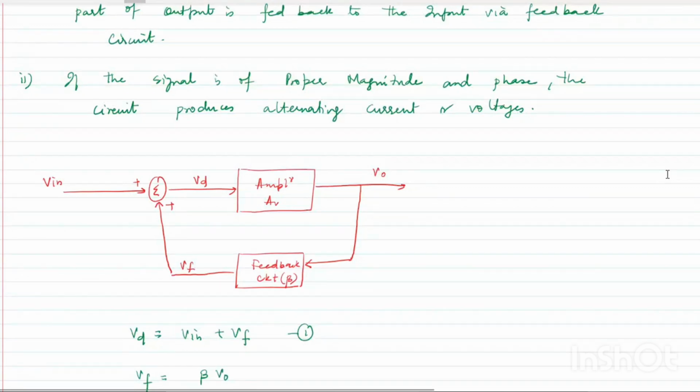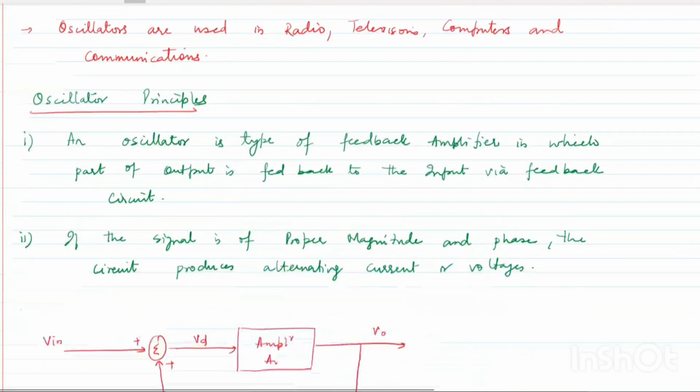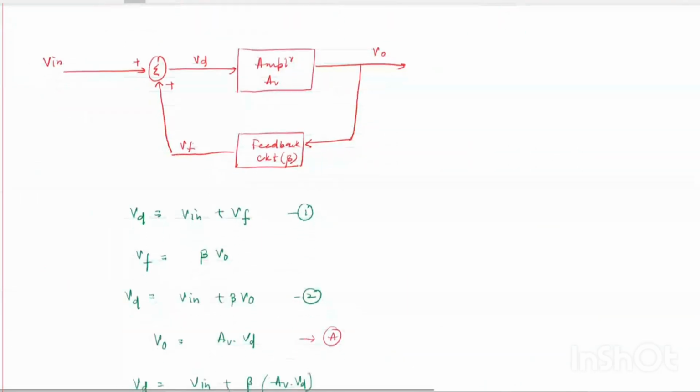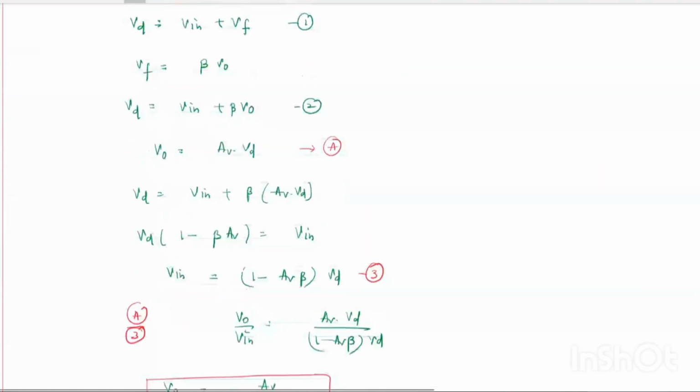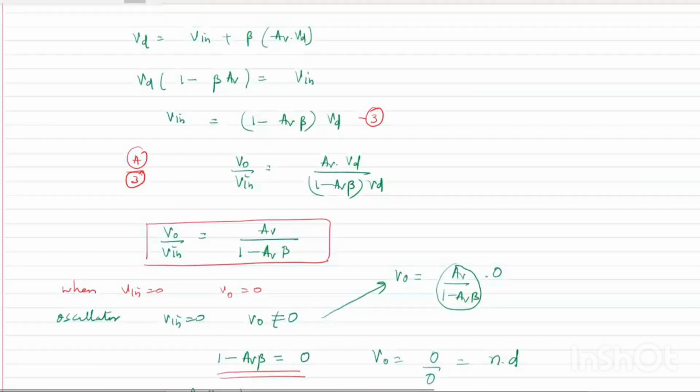So from this we have seen the formula that part of the output is fed back to the input. You can see here we have written the formula, and we got V naught upon V in as AV upon 1 minus AV beta. What is AV? AV is the amplifier gain and beta is the feedback network gain.